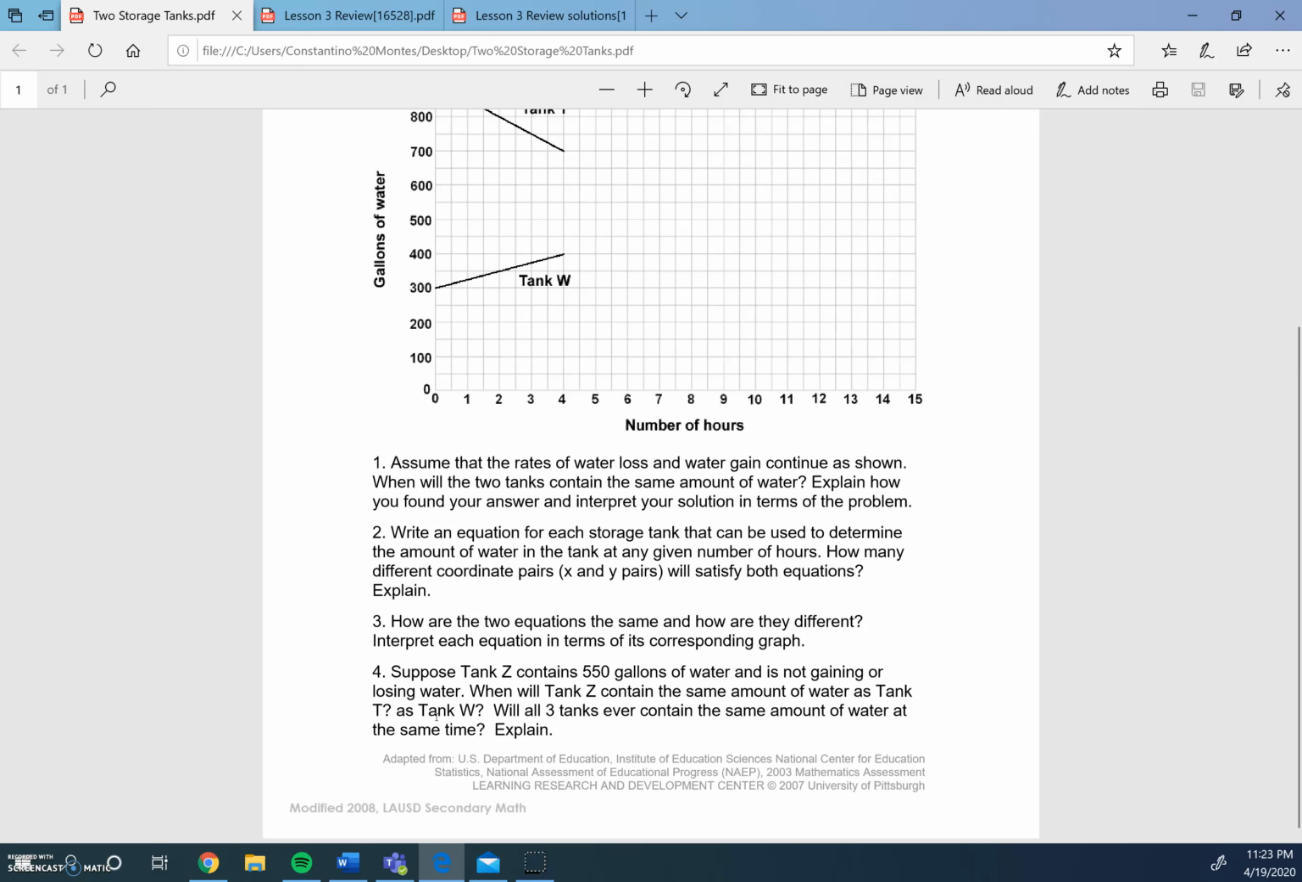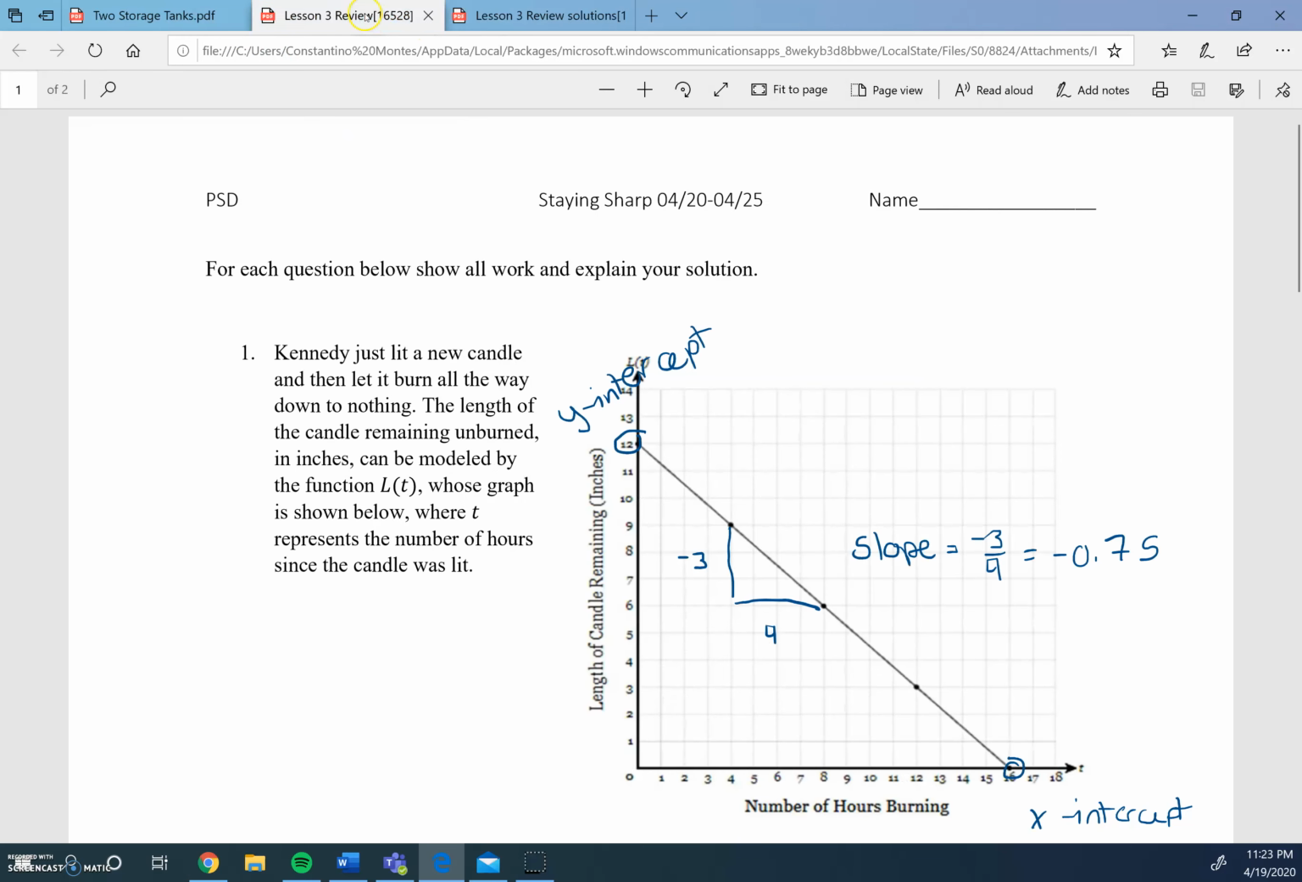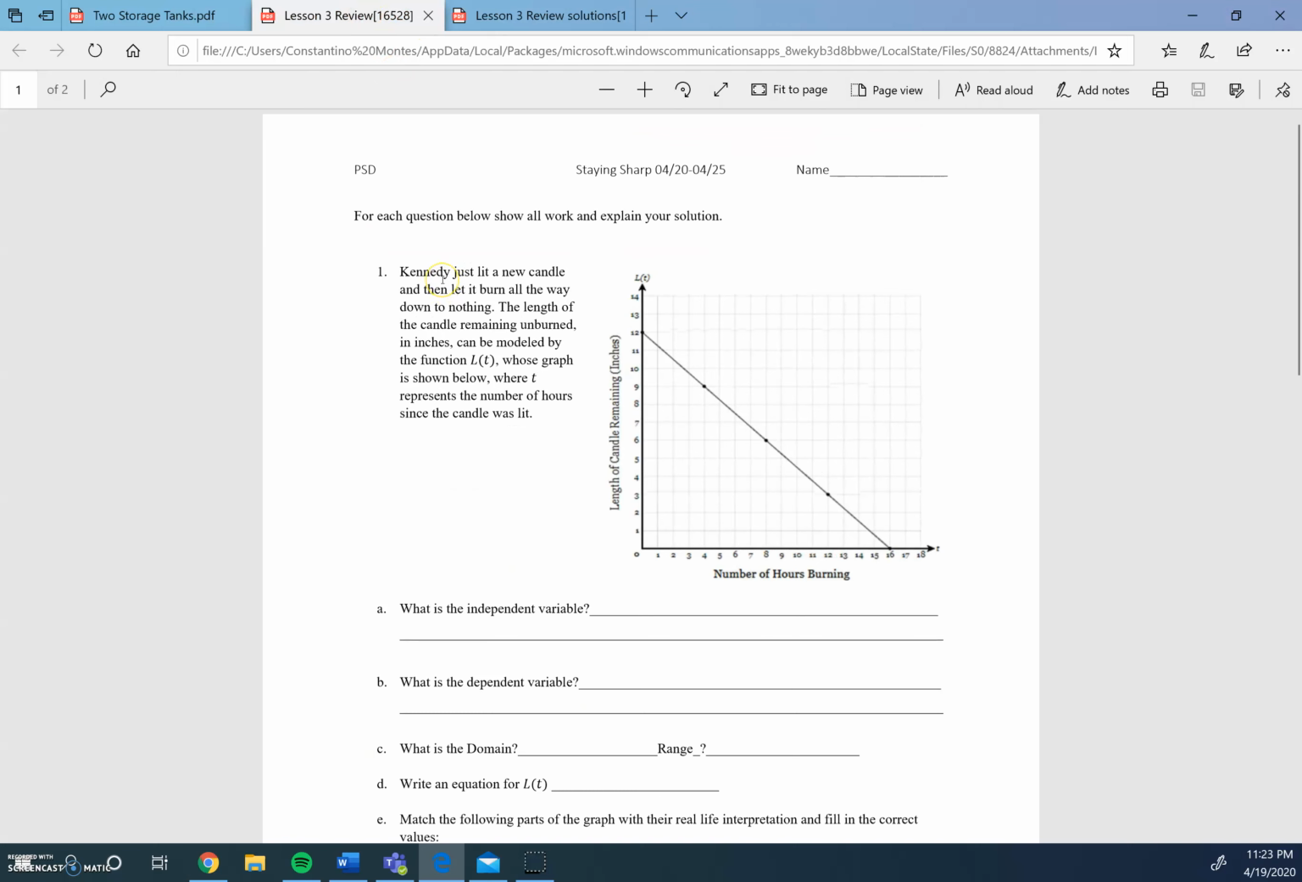We anticipate you being able to do questions 1, 2, and 3 pretty easily, just based off the stuff that we covered in class. And number 4 kind of takes it up to the next level. We've looked at 2 lines crossing. I don't know that we ever actually looked at 3 lines crossing, and if they can cross at the same point, and what conditions have to happen for them to do that. So just go ahead and work on these two parts: the two storage tanks task, as well as the Staying Sharp. And that'll be the lesson for the week.